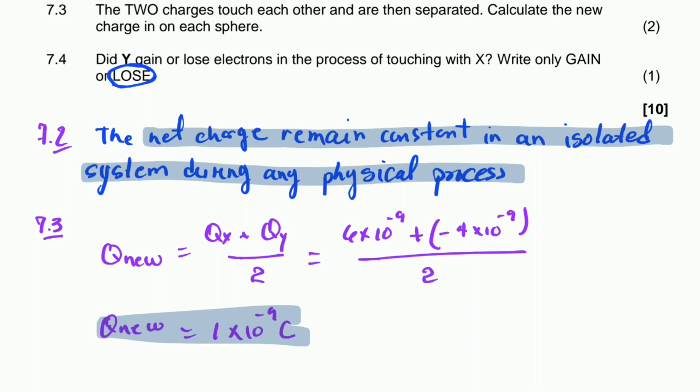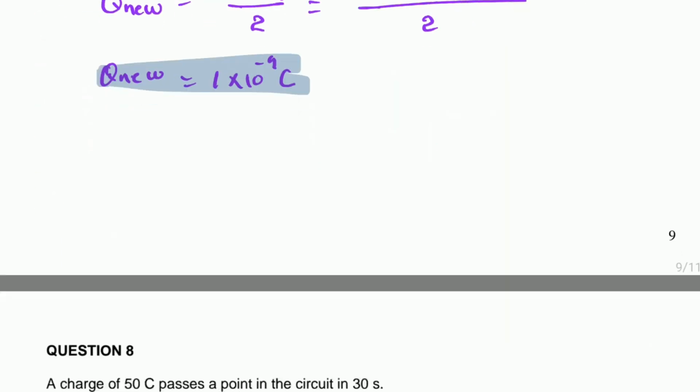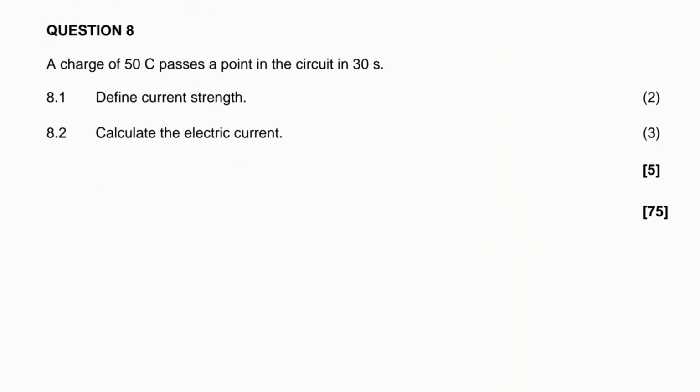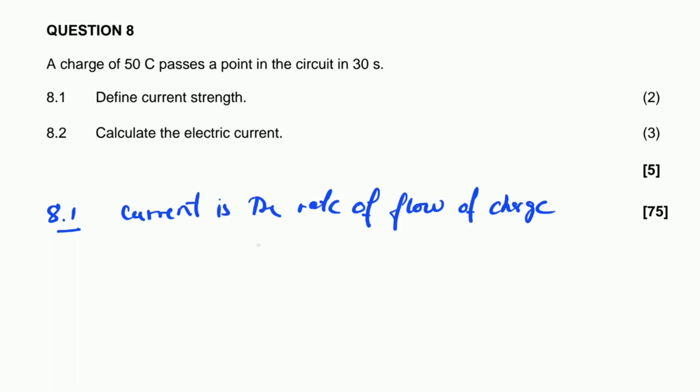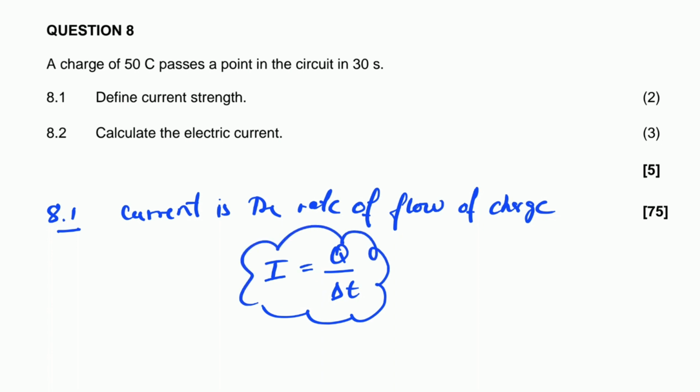And that is question 7. We're almost done. We're going to the final question, which is very, very short. It's just a definition and a simple calculation, because the topic was not done at the time the question paper was set. So 8.1 is a definition of current. A current is the rate of flow of charge, and the symbol, if you write this in a formula, is charge divided by change in time. You read this like rate of flow of charge, and that is the definition.